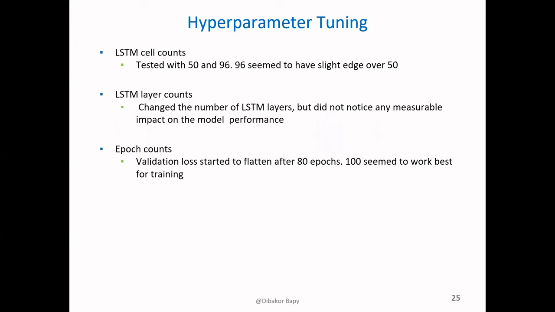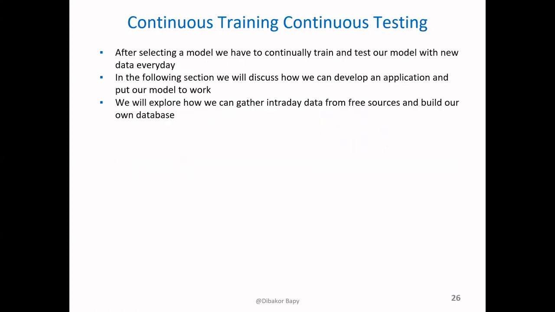Hyperparameter tuning: increasing the number of LSTM cells from 50 to 96 gave a slight performance boost. An epoch count of 100 seems to work best for training. The number of layers doesn't seem to have any measurable impact on the model performance. Continuous training and continuous testing: after selecting a model, we have to continually train and test the model with new data every day. In the following section, I will discuss how we can develop an application and put our model to work.